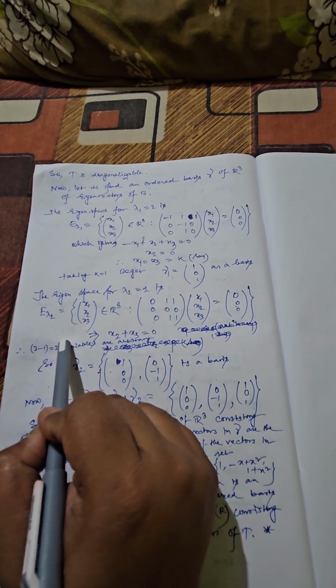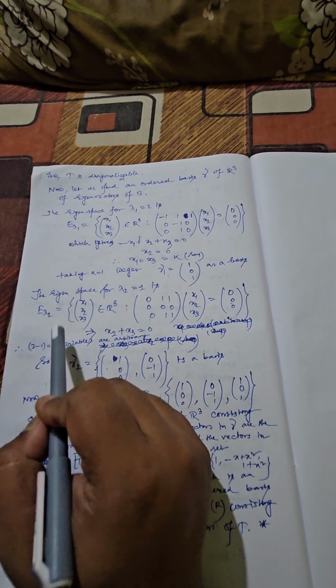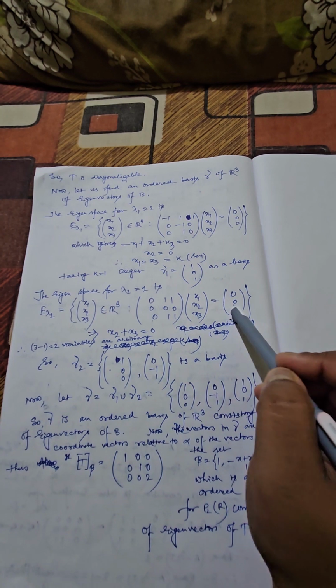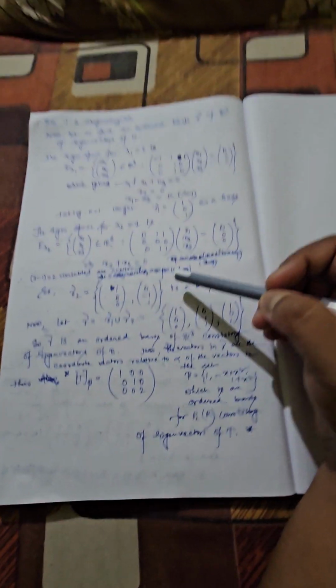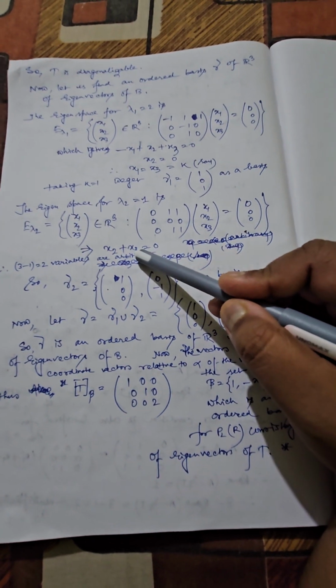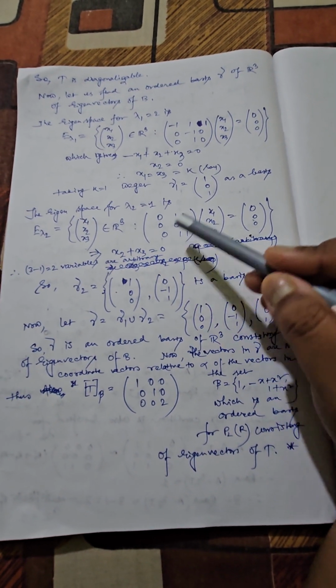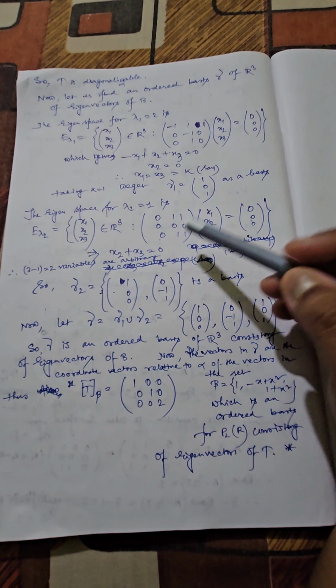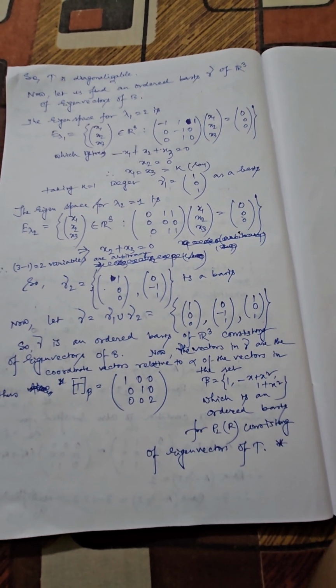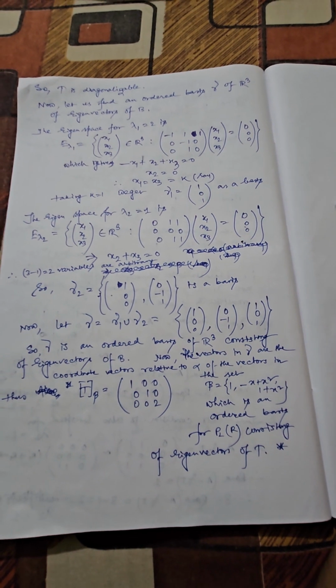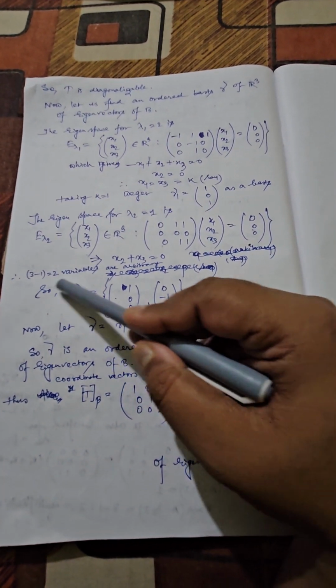In a similar manner, by means of a similar argument, you can also find the second eigenspace, that is E lambda 2. Now you can see in the case of E lambda 2 we have obtained x1 plus x2 plus x3 equal to 0. Here you have three variables, but only one equation, so you can consider two variables arbitrary. So I have written that.